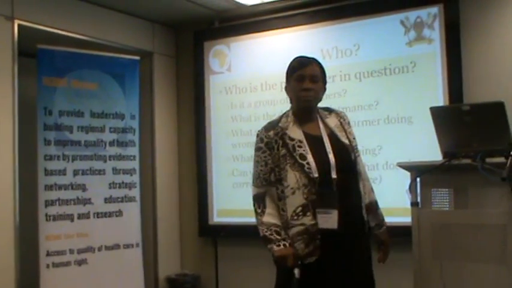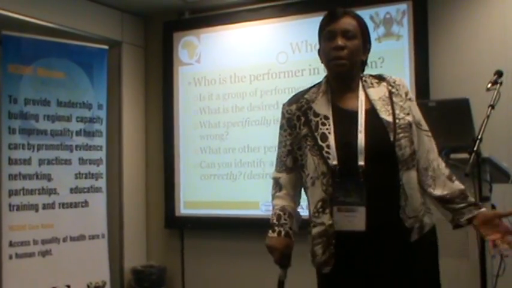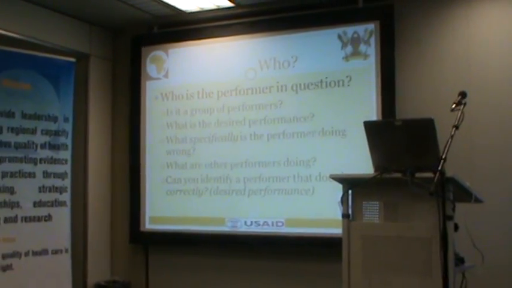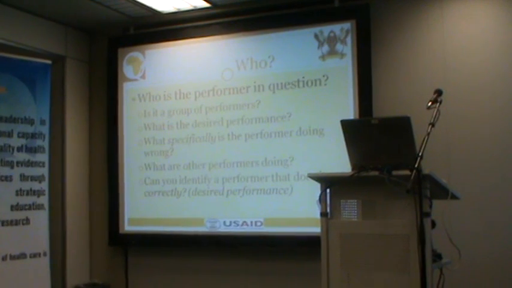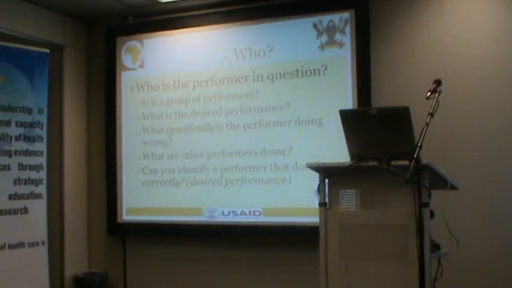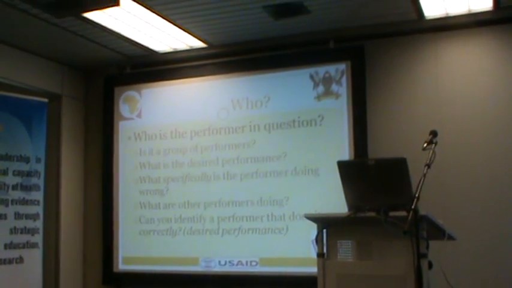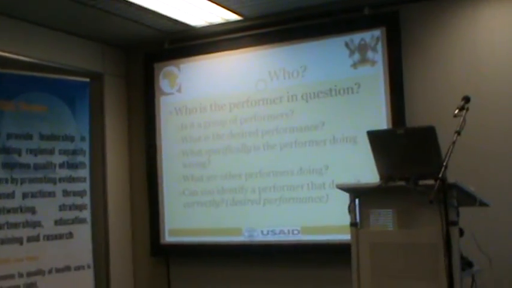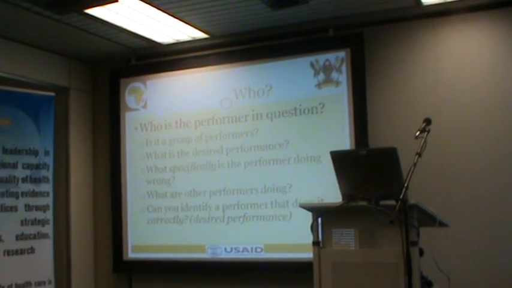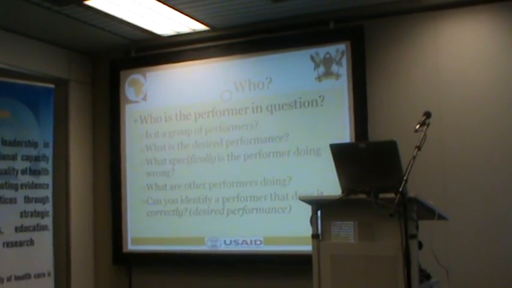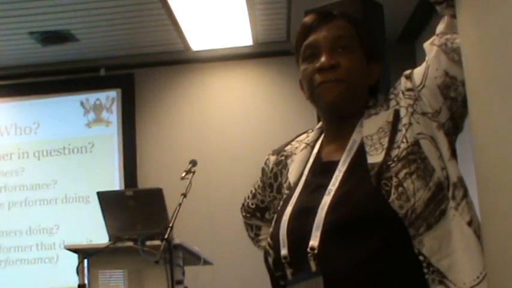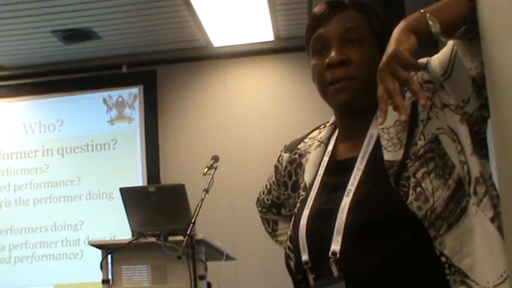Who? The who. Why is the who important? Who is the performer? Now, if we look at defaulter rate, who is involved? There's the health worker, presumably. Maybe there's a community health worker as well in the chain. Definitely there's the patient. Maybe there's a treatment supporter. So there are already four different people who could be causing the problem.